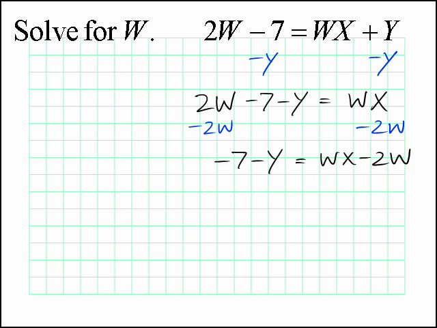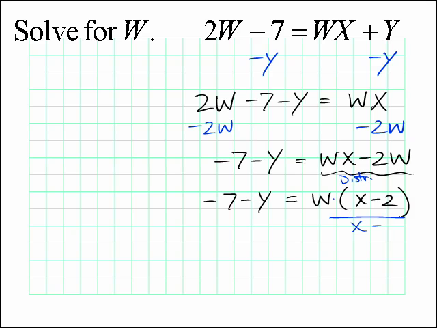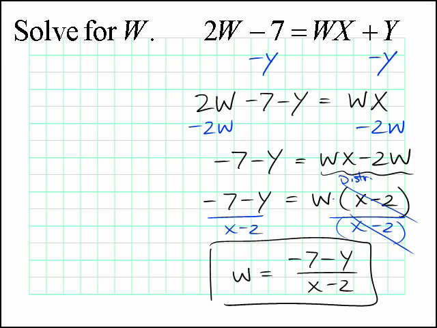On the right side now, I have to factor that w out, or in other words, use the distributive property. That's w times x minus 2. Okay, distributive property. Now I can divide both sides by x minus 2, the entire quantity. And I end up with w equals negative 7 minus y over x minus 2. And this is also a correct answer.